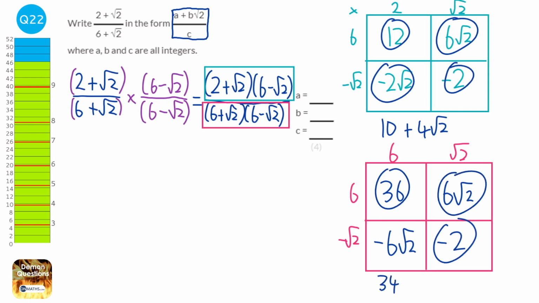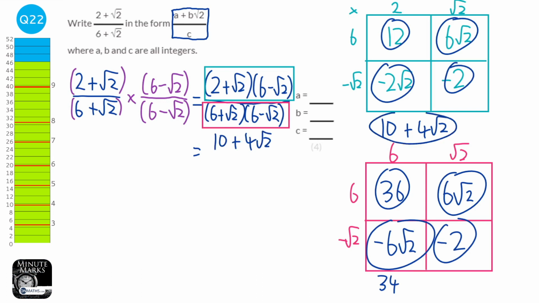And then 6 root 2 take away 6 root 2 is just going to be nothing. So that actually expands to be an integer, not a surd. And that's why we picked the opposite sign, because whenever we do that, we get rid of the root 2 and we just get a nice number at the end. Okay, so when we put those in, we end up with 10 plus 4 root 2 at the top, which is our answer here, over 34, which is our answer here. And let's just make that a bit nicer. There we are. And that's our answer down here.